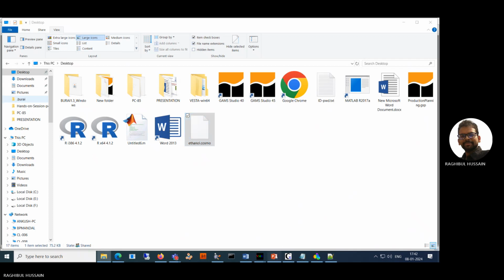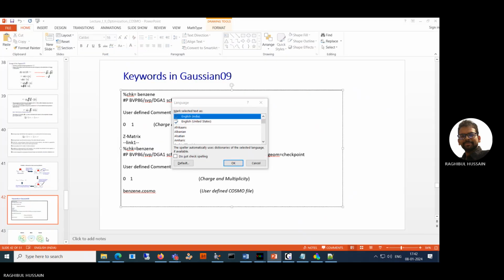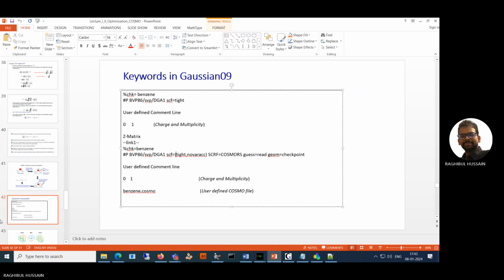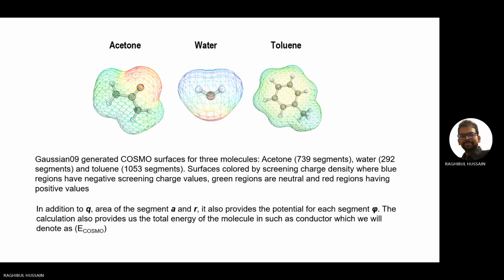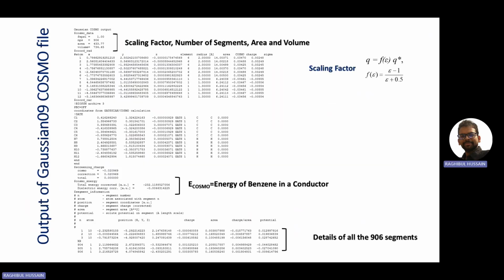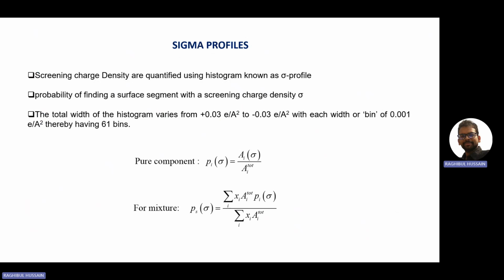Presentation. Okay. You have done this, now you understand. So this is what screening charge density is quantified using, a histogram known as the sigma profile. Sigma profile means a normalized profile where i represents the segment information. A particular segment has the area A_i divided by the total area of all the segments summed together.